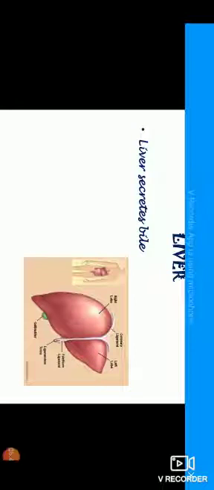Okay, now take note of what you see on the screen there. The liver secretes bile. One of the liquids or substances that it produces is bile. And if you look at the diagram very well, bile is stored in a small container called the gallbladder. So you can see the gallbladder, that greenish part by the liver. That is what we call the gallbladder.